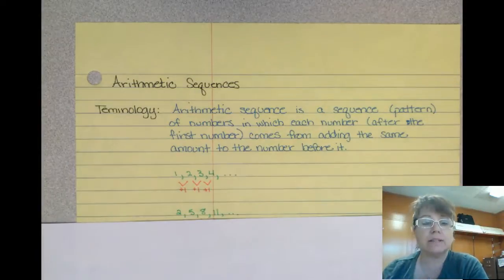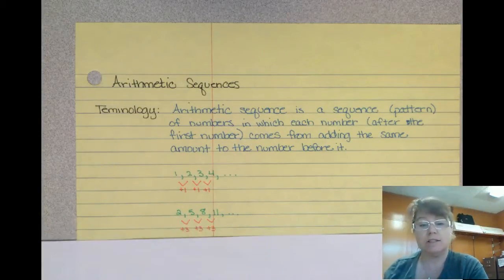Let's take another sequence. 2, 5, 8, 11. How does it change in between each number? 2 to 5, we added 3. 5 to 8, we added 3. So we can see the pattern. So the next number should be 14. So 2 plus 3 is 5, 5 plus 3 is 8, 8 plus 3 is 11, and 11 plus 3 is 14, and so on.